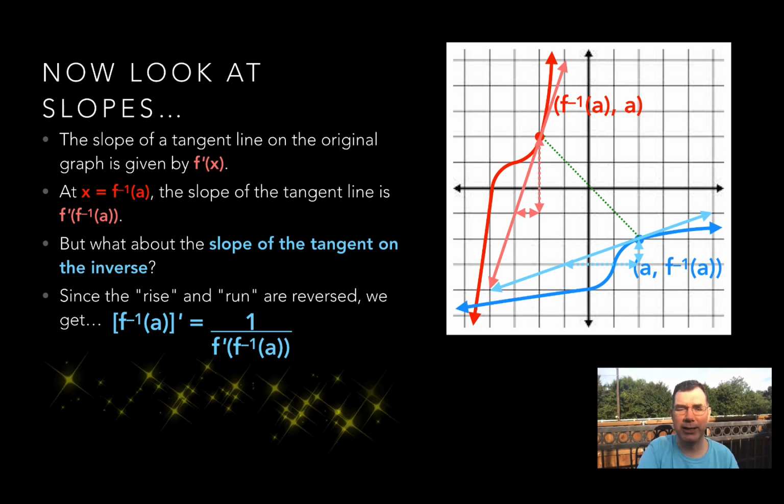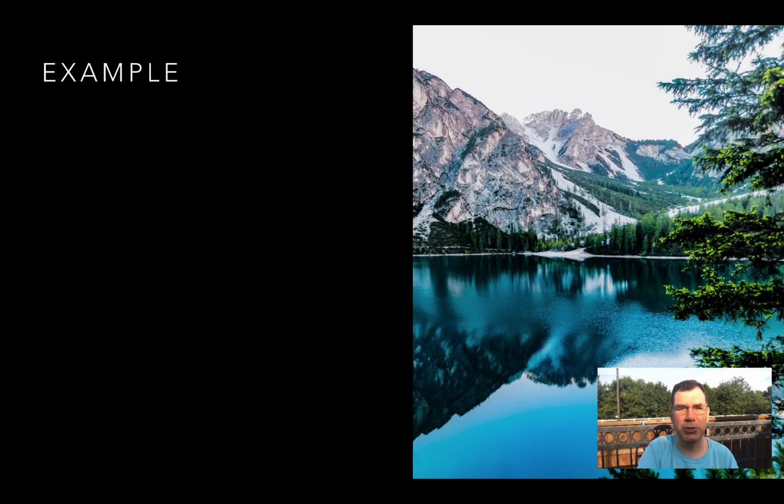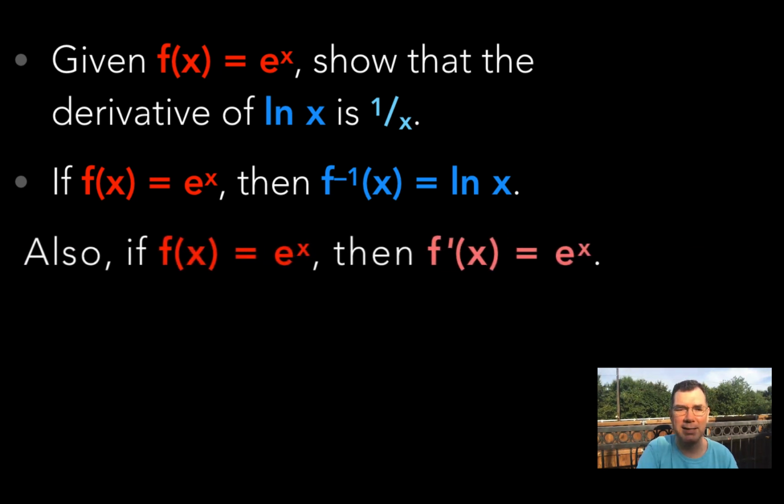So that generically is going to be the formula to figure out the derivative of an inverse function if I know the original function. It's probably going to make more sense if I go through some examples, so let's do that. So for example, if I have f of x equaling e to the x, then I need to show that the derivative of natural log of x, which is the inverse of e to the x, is 1 over x. So I know that if f of x is e to the x, then the inverse is natural log of x.